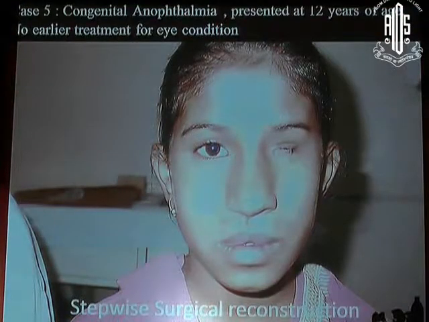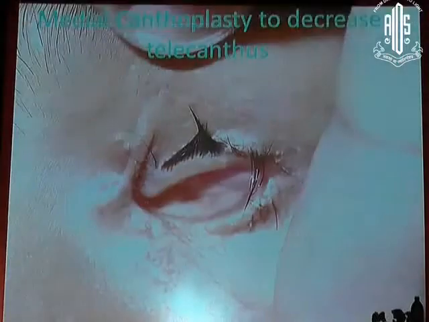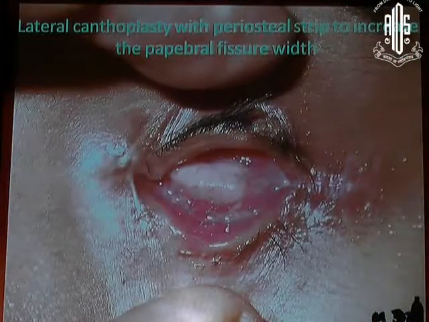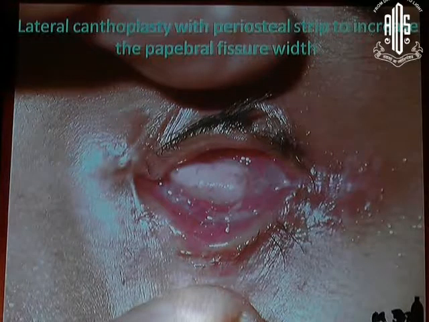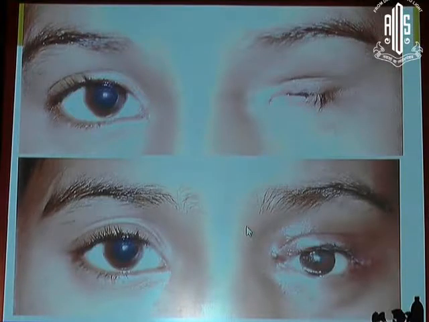This child presented at 12 years of age. By that time, most of the facial development is complete. She had a very bony contraction as well, and the socket was so contracted that the conformer could not be placed inside. So first we did a medial canthoplasty to decrease the telecanthus. Then we did a lateral canthoplasty and a fornix formation suture along with the dermis fat graft, and we were able to place a prosthesis even though it was a small one.